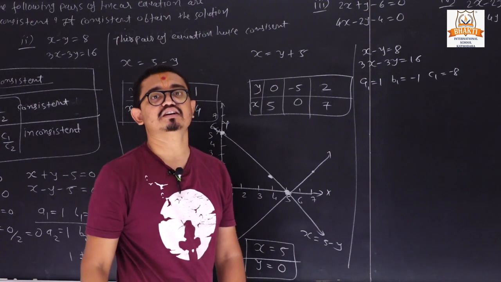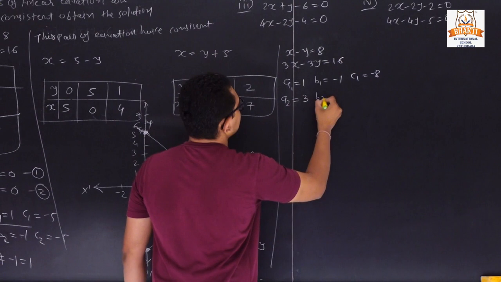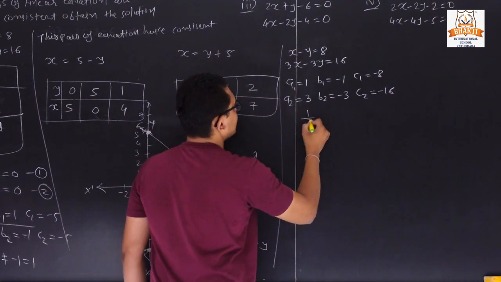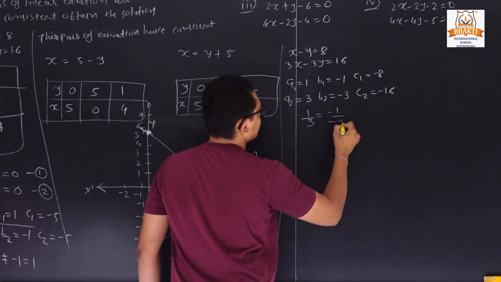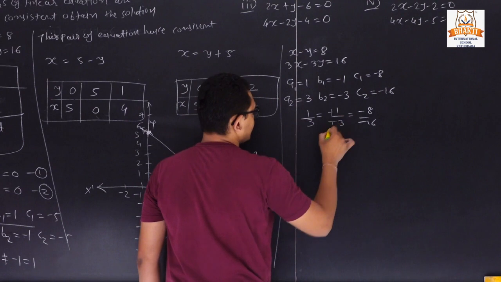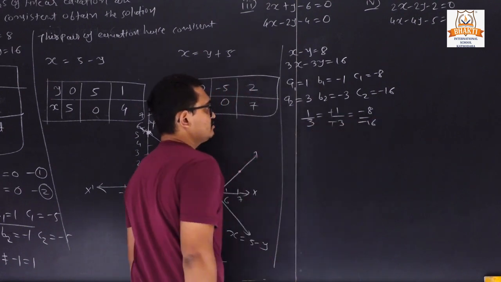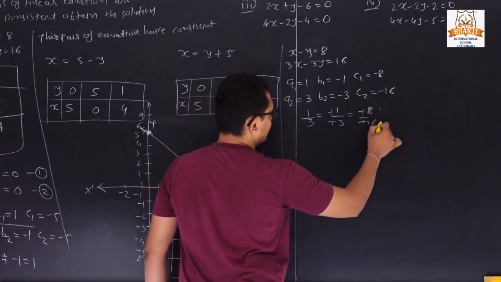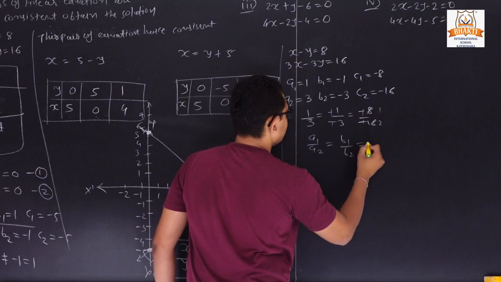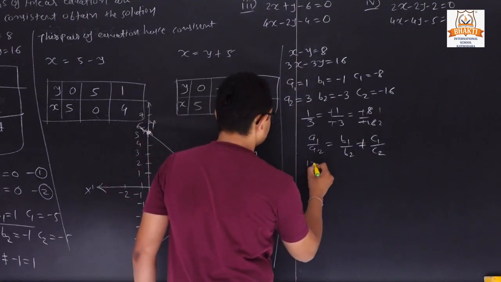Clear? We need to convert into the standard form. a2 is 3, b2 is minus 3, c2 is minus 16. So 1 by 3, here minus 1 upon minus 3, minus 8 upon minus 16. So once again this becomes plus. It means a1 upon a2 is equal to b1 upon b2, but is not equal to c1 upon c2. So it is inconsistent. Clear?